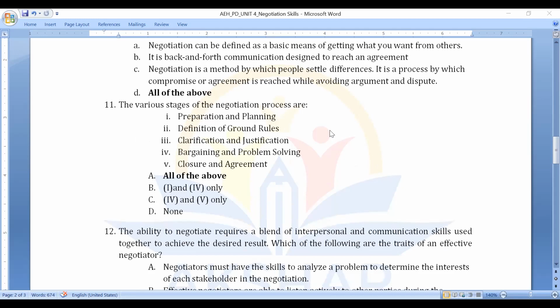The various stages of negotiation process. Okay, the answer is all of the above. These are the 5 stages of negotiation process: preparation and planning, definition of ground rules, clarification and justification, bargaining and problem solving, closure and agreement. These are the 5 stages of negotiation.